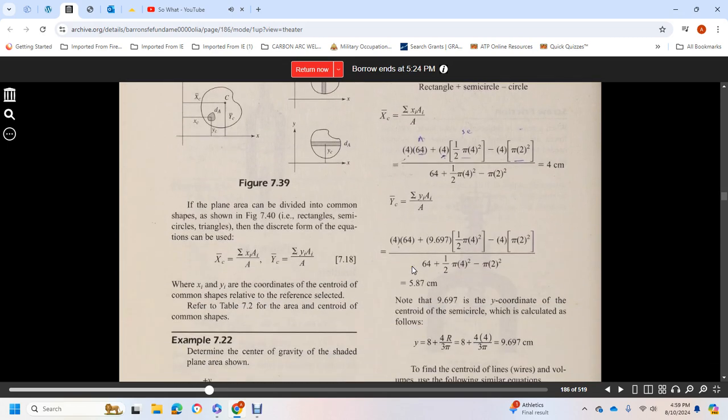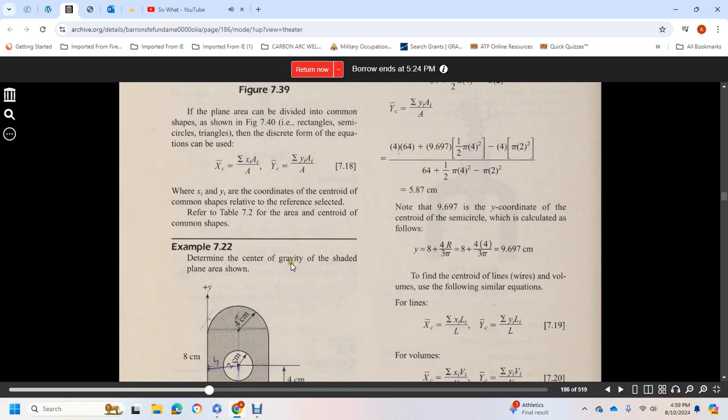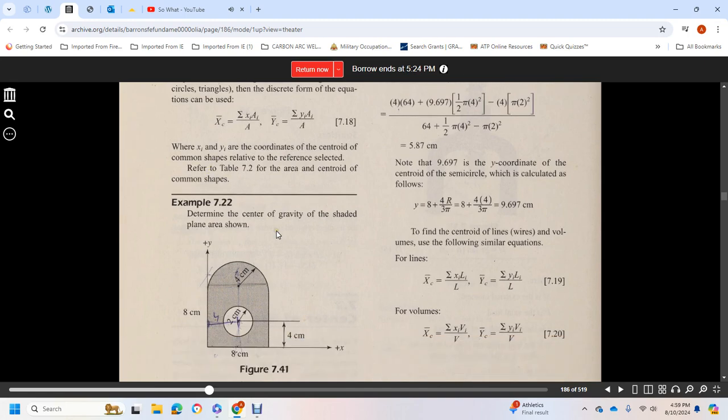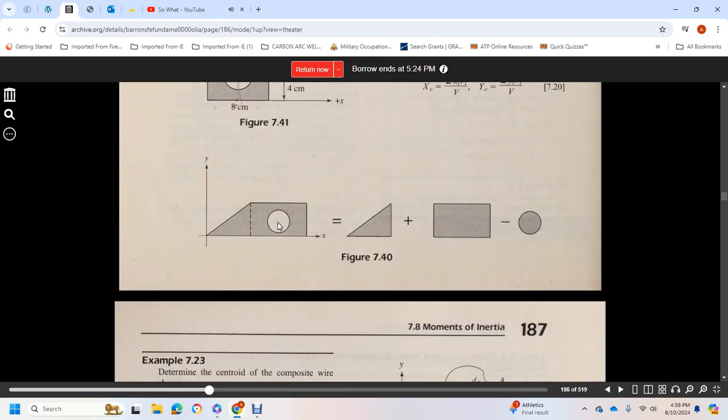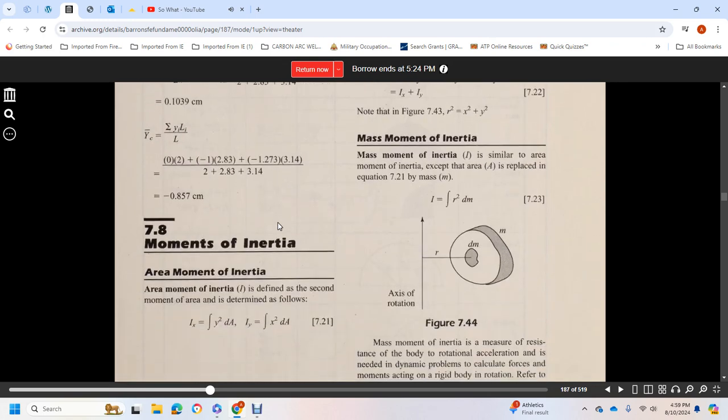If the plane area is divided into common shapes, shown in figure 7.40, such as the rectangle, semicircle, and triangle, the integrals become discrete sums, and the equations are as follows: xc is equal to the sum of xi times ai over A, yc is equal to the sum of yi times ai over A, where x and y are the coordinates of the centroid of each common shape relative to the selected reference. Refer to table 7.2 for areas and centroids of common shapes. Then it goes into an example with a solution, and another example with a solution.